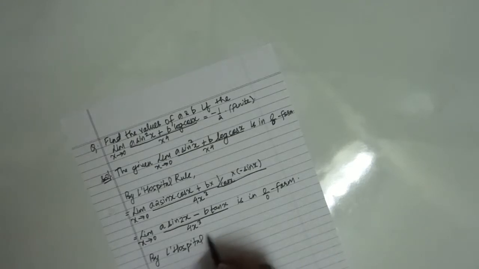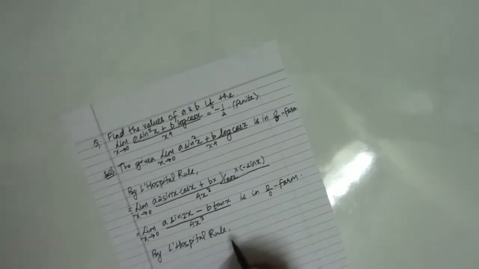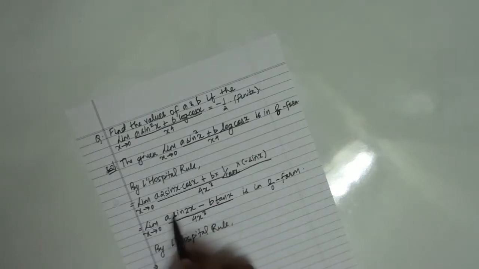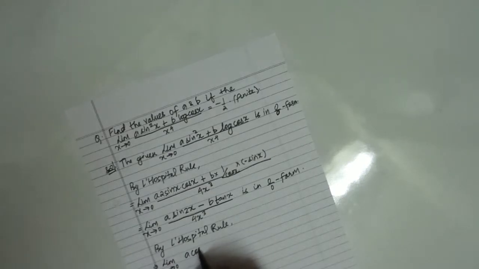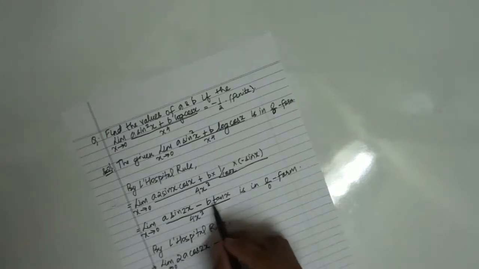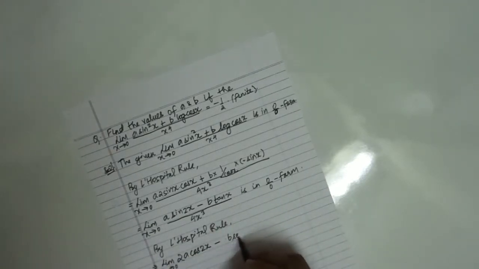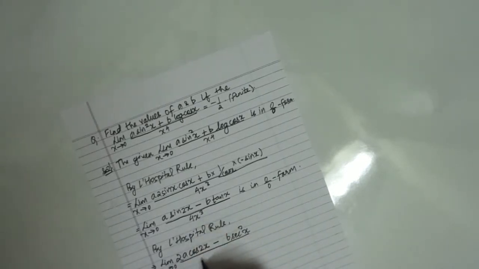Again, by L'Hospital rule, we will differentiate again the numerator and denominator. So this will be equal to limit x tends to 0. The derivative of this is a cos 2x into 2 minus b times derivative of tan, which is sec square x, upon the derivative of 4x cube, which will be 12 times x square.